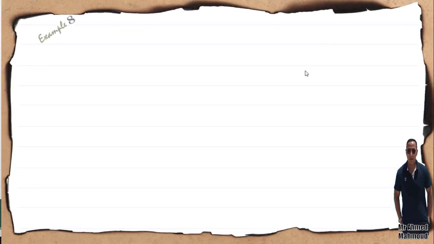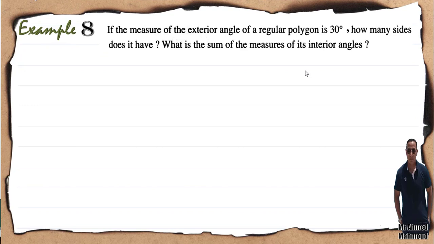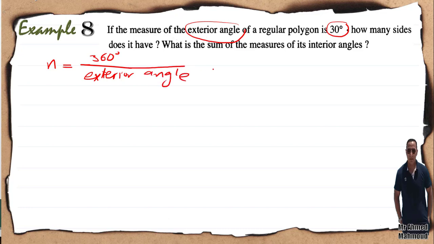Example 8. If the measure of the exterior angle equals 30, how many sides? n equals 360 over the exterior angle, equal to 360 over 30, equal to 12 sides, because I'm asking about the number of sides.